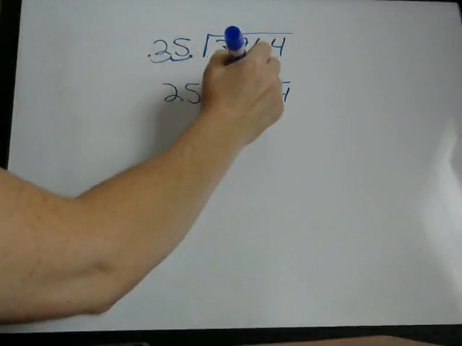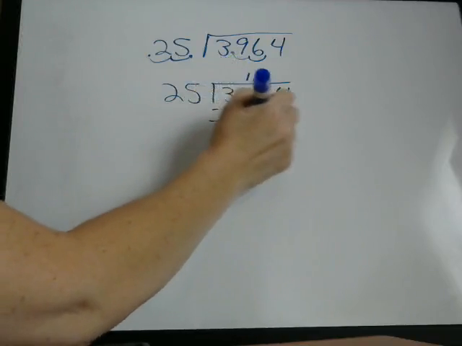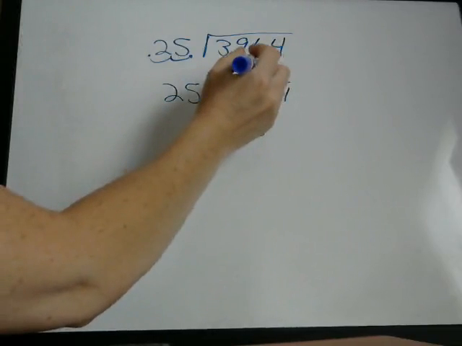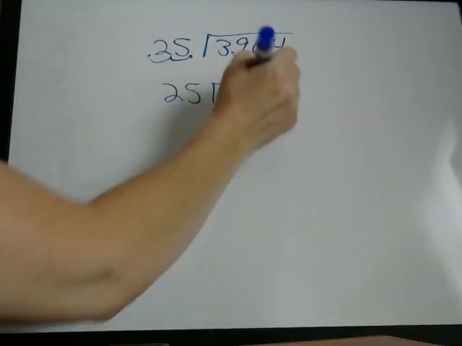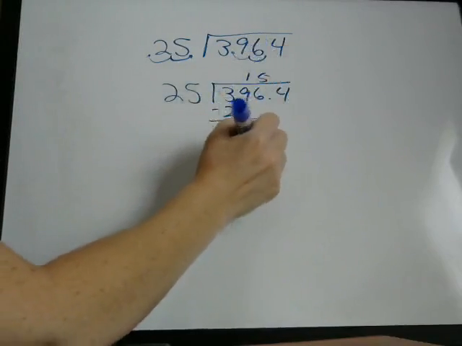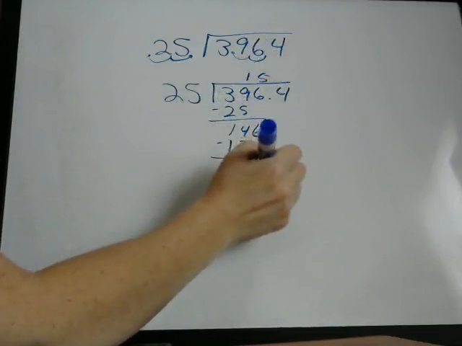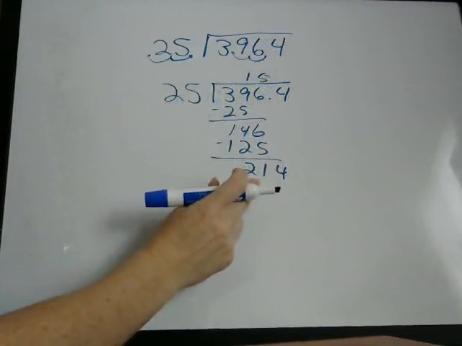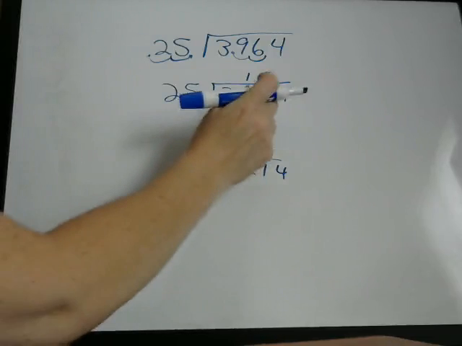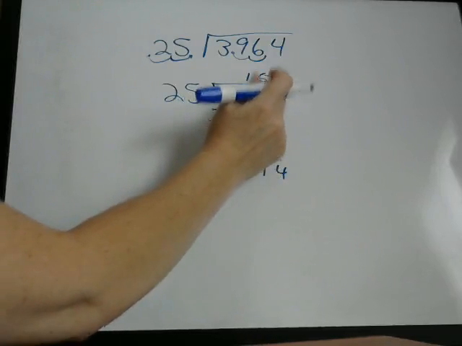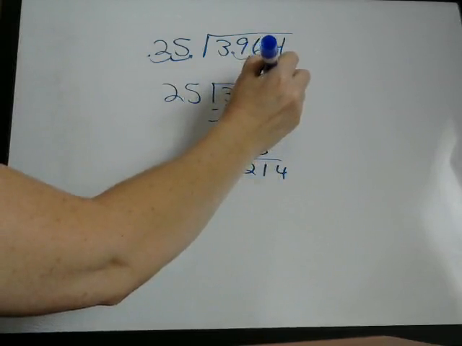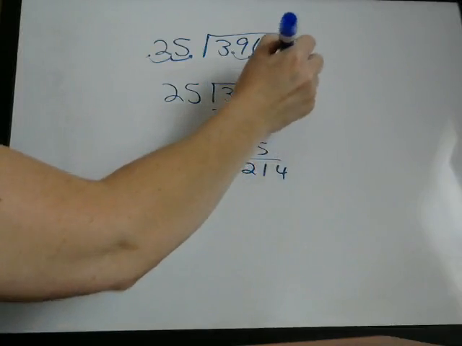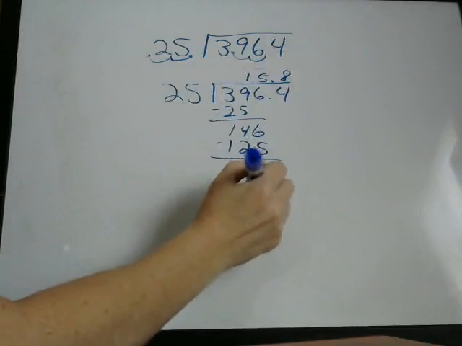25 into 39 goes once. Subtract, we get 14, 146. 25 into 146 goes 5 times. 125. Bring 4 down. 25 into 214 goes 8 times. Remember, now here's where our decimal is, so we bring it straight up in our answer. So we run into the decimal. 25 into 214 goes 8 times. 8 times 25 is 200.